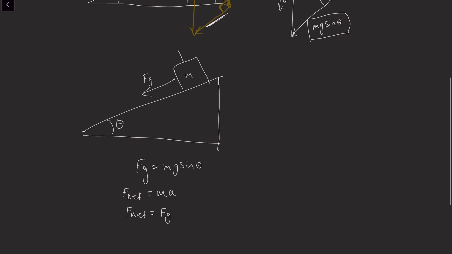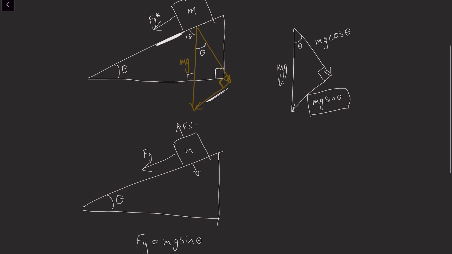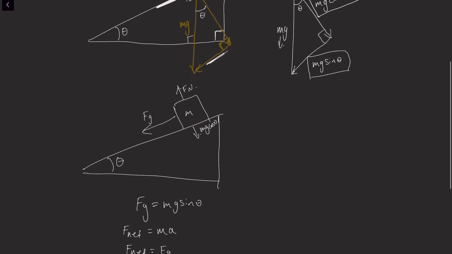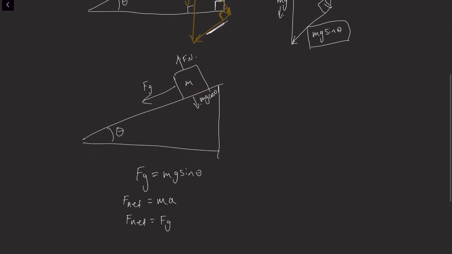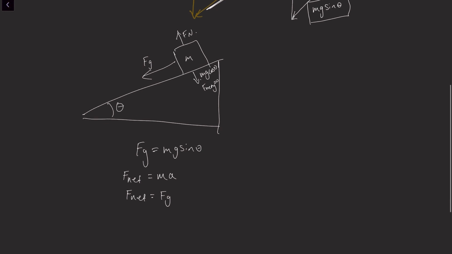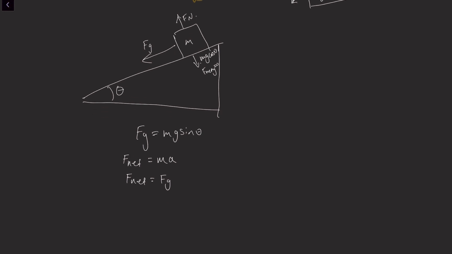The normal force is perfectly balanced by what? By mg cosine of theta, which is the component of that force that is working perpendicular to the face of that slope. So there is no net force in the y direction. But in the x direction, or rather down the slope direction, there is a net force, which is the force due to gravity. So now let's equate these two.